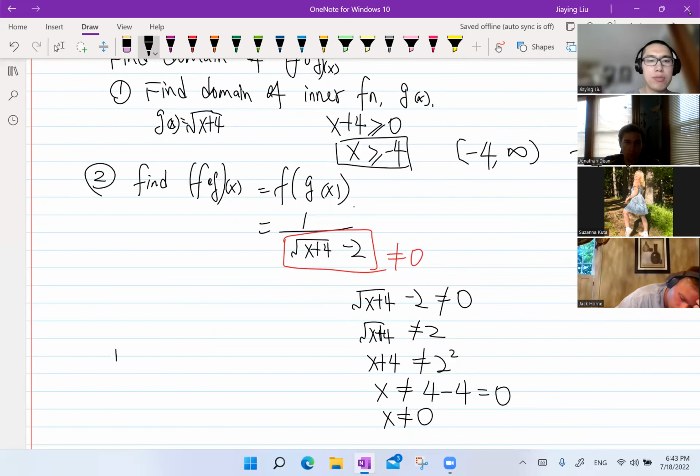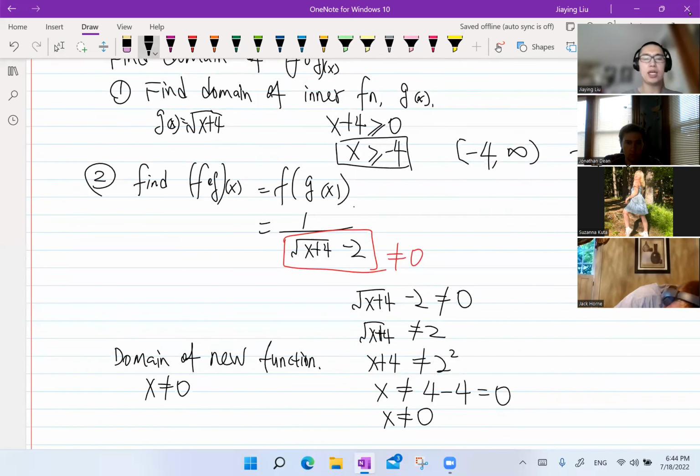So domain of new function, it's going to be x cannot equal 0. But remember that in this denominator, we still had the square root of x plus 4, right? So you still need to make sure that this part is okay. So borrow what we had. That's going to be x greater or equal to negative 4 and x cannot equal 0. That's the domain of the new function.